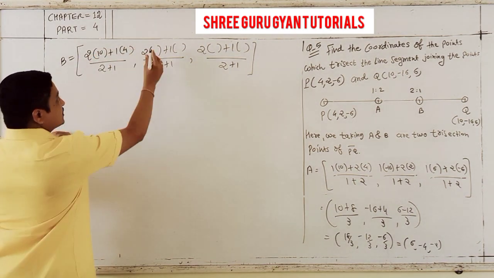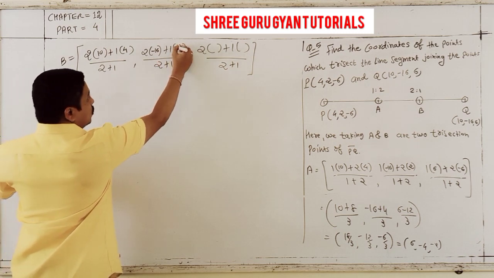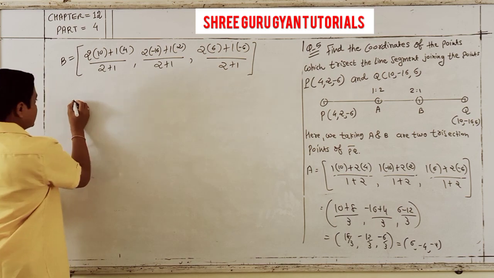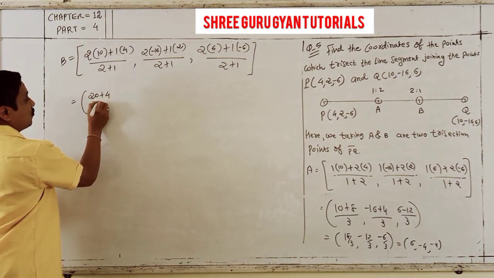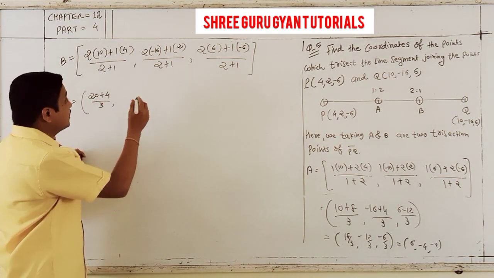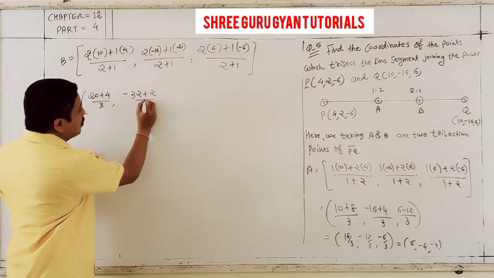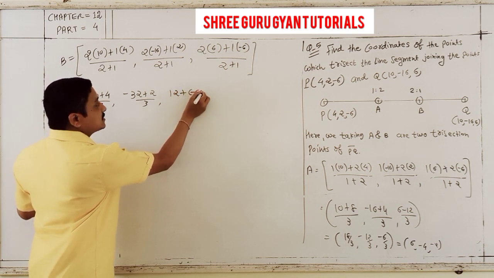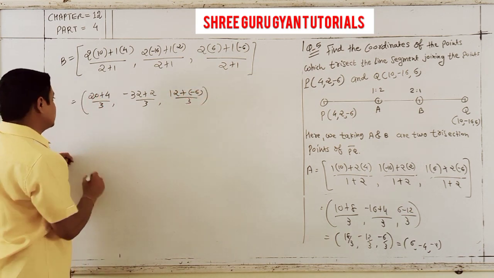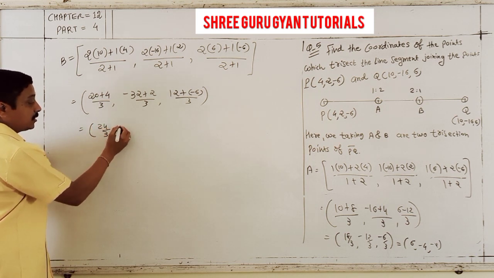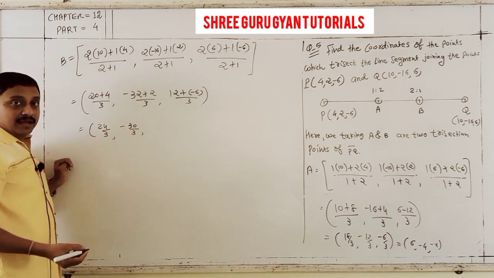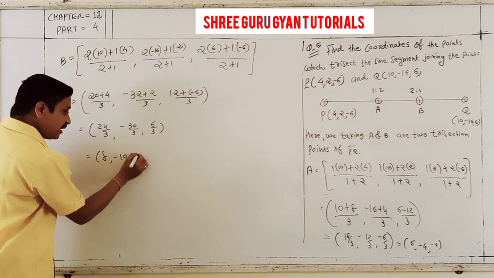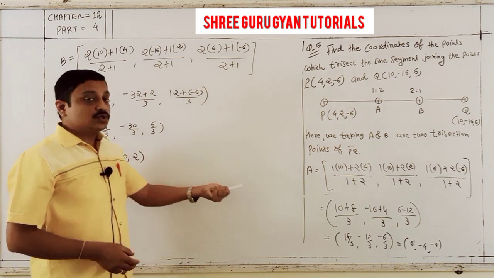Next one minus 16 comma 2, and last 6 comma minus 6. So my answer is 20 by 3, minus 32 by 3, and last 6 to 12 minus 6 by 3. So my answer is students 24 by 3, here minus 30 by 3, and last 12 minus 6 by 3. It is 8 minus 10, and here 2. Those are our 2 trisection points.